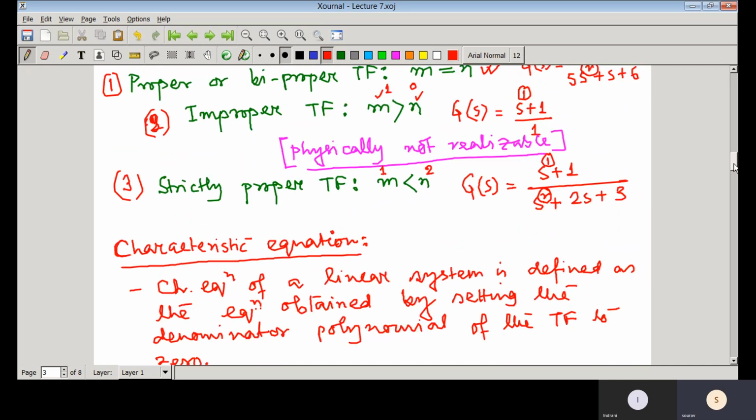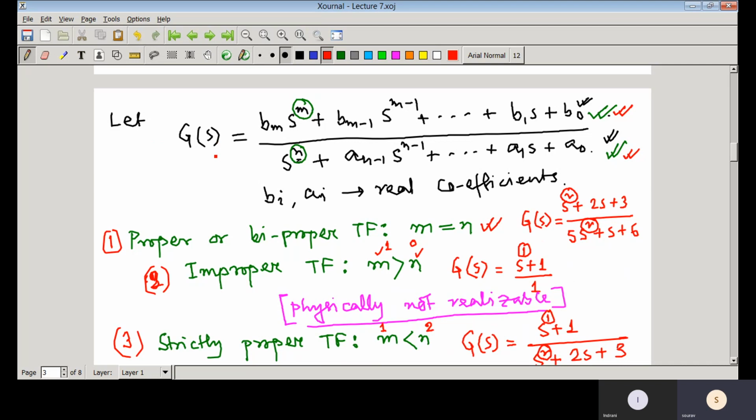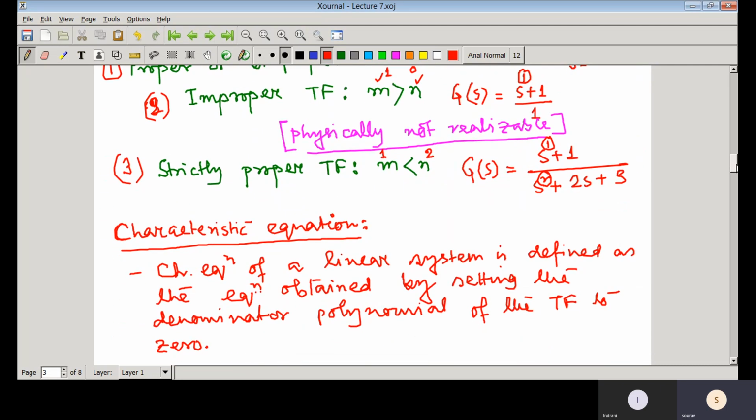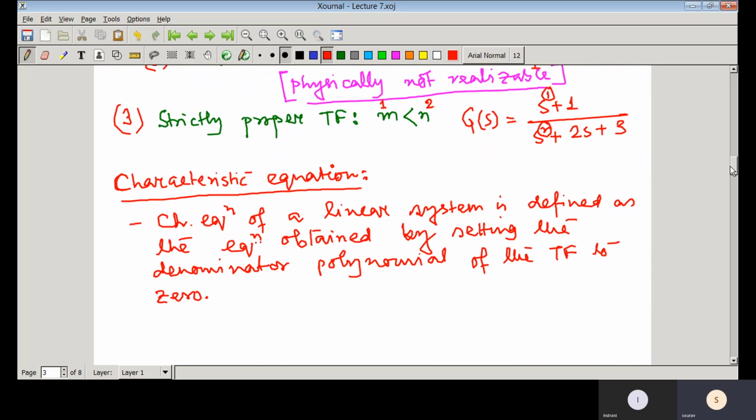What is that? So if you have a transfer function G(s), this is the numerator and this is the denominator. So if you make this denominator equal to 0, then this particular equation is called the characteristic equation. So characteristic equation of a linear system is defined as the equation obtained by setting the denominator polynomial of the transfer function to 0.